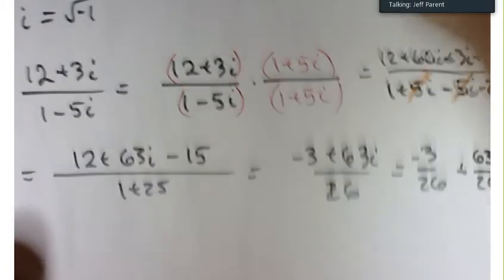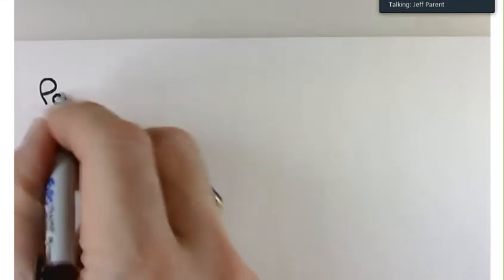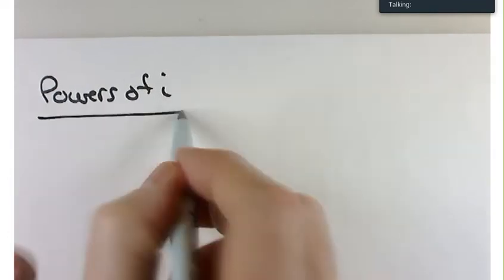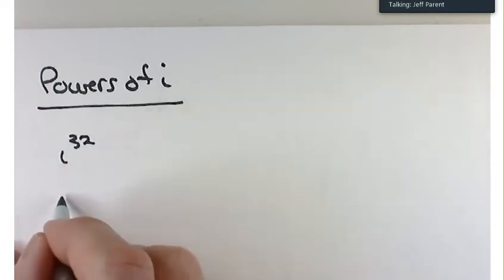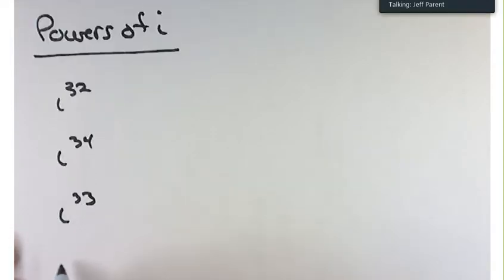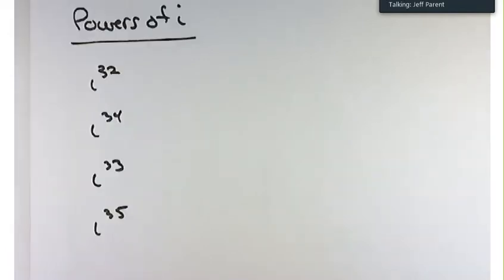Let's finish up with one last little topic here. It might be a little bit new to you, so let's spend some time with powers of i. In particular, we're going to look at several different powers of i: i to the 32nd power, i to the 34th power, i to the 33rd power, and i to the 35th power. So lots of different powers of i. Let's just see what happens.